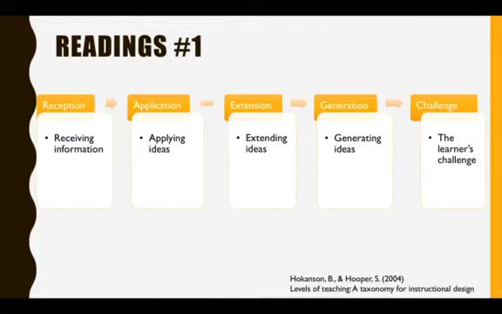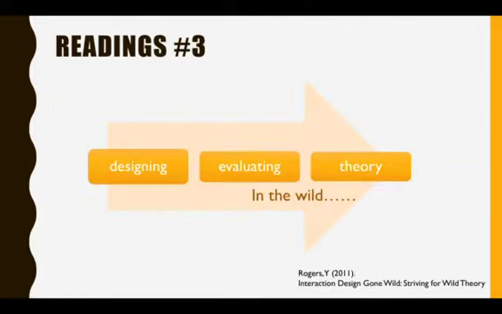One is the first reading, where we learned about different levels of instructional design, from reception to challenge, and we know that we always aim for the best. The next one is the third reading, about interaction design gone wild, a theory in the wild, and we learned about the importance of designing, evaluating, and learning about theory in the wild.